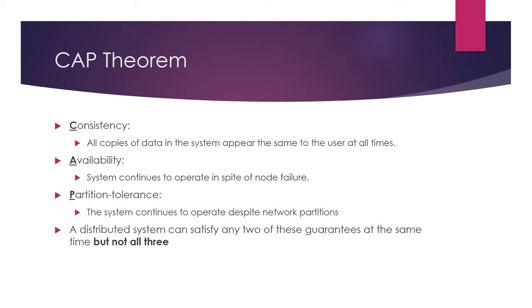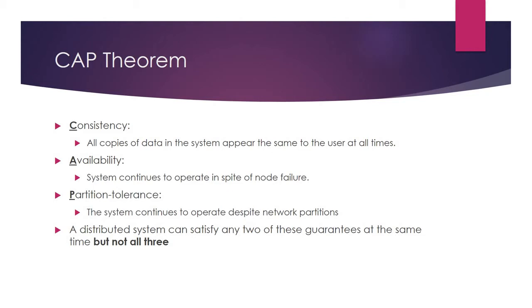So when we talk about consistency, availability, and partition tolerance, a distributed system can never have all these three states at a time. It can satisfy any two of the states at a time, but it cannot have all three. When you say consistency, it means that all copies of the data in the system appear to be the same and identical to the outside user at all times.